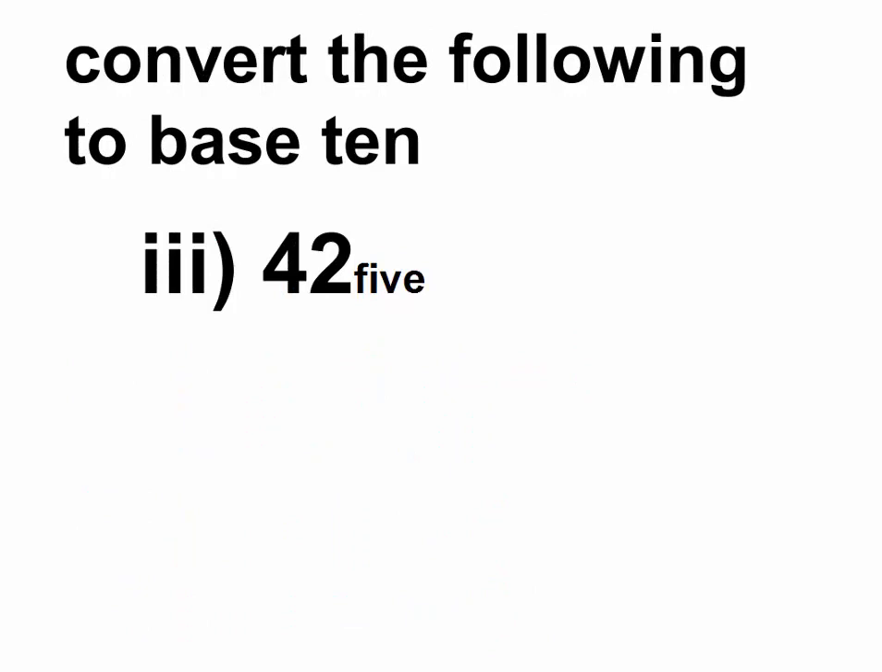4 2 base 5. Now the first thing to do, my exponent 0, then my exponent 1. So it's going to be 4 times the base, which is 5, to the power 1, plus 2 times the base, which is 5, to the power 0.